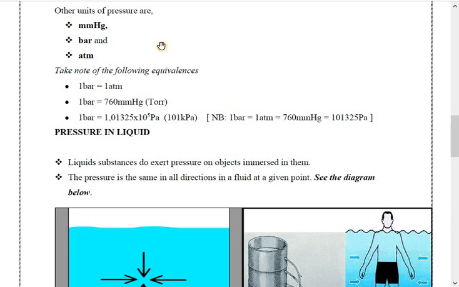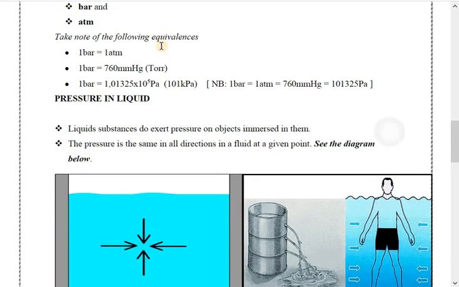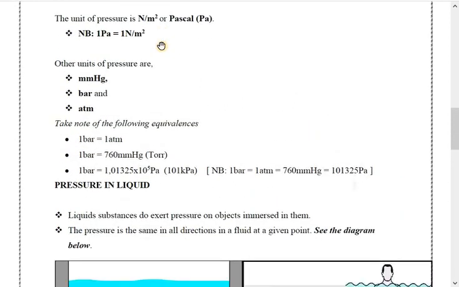And here are just some values for you to understand. 1 bar is equivalent to 1 atmosphere. But that 1 atmosphere or 1 bar is equivalent to how many millimeters of mercury? That's 760 millimeters of mercury. 1 bar is equal to how many pascals? 1 atmosphere is equal to what? 1.01325 times 10 to the power of 5 pascals, which is the same as 101 kilopascals or 101,000 pascals.